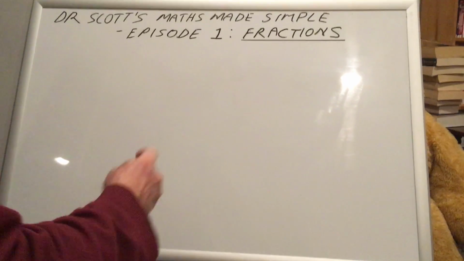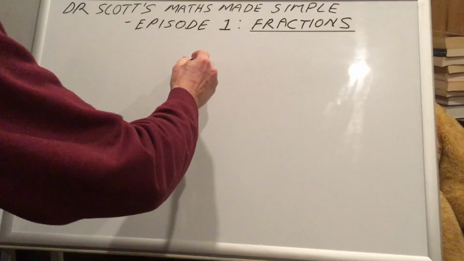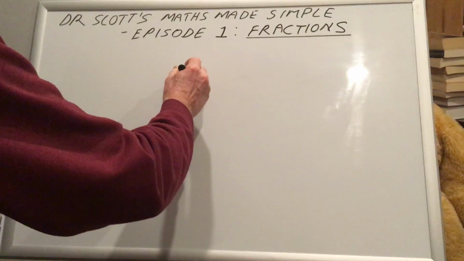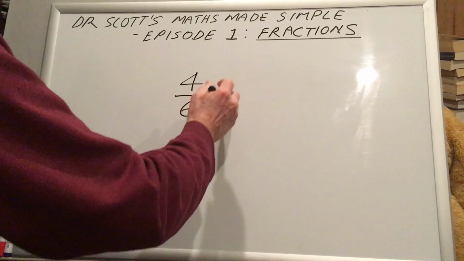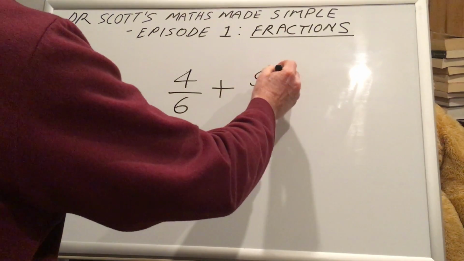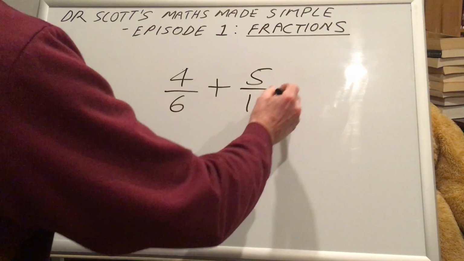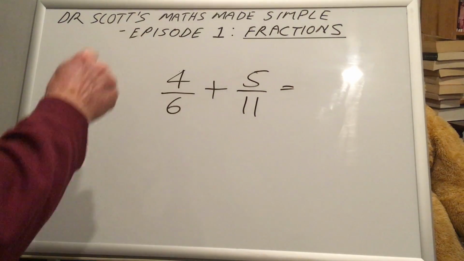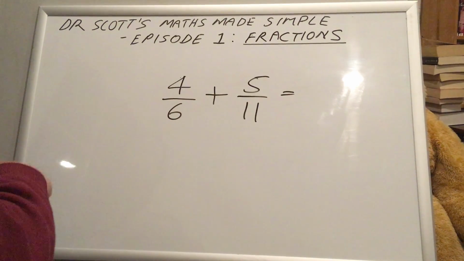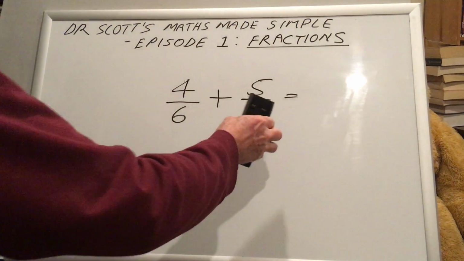When I finish tonight, you're going to be able to do this quite easily: 4/6 plus 5/11 equals. You're going to be able to do that addition of two fractions. I know it looks difficult, but when we're finished, you'll be able to do it.